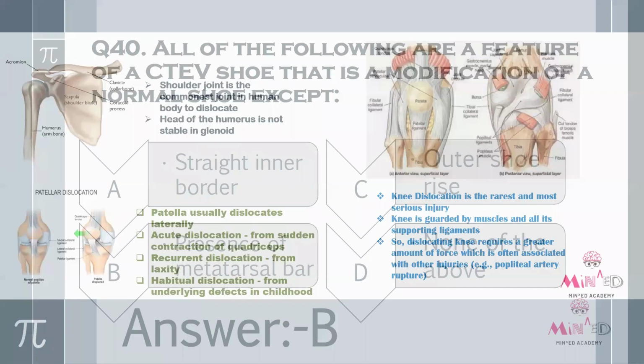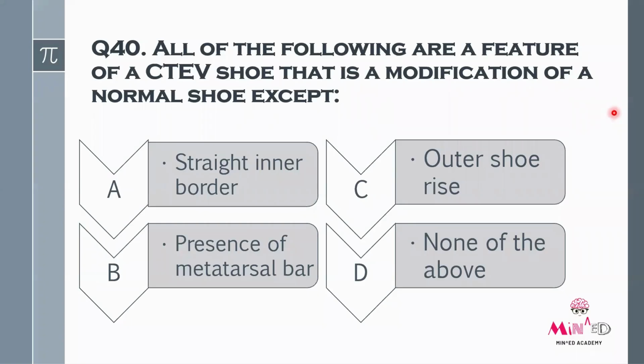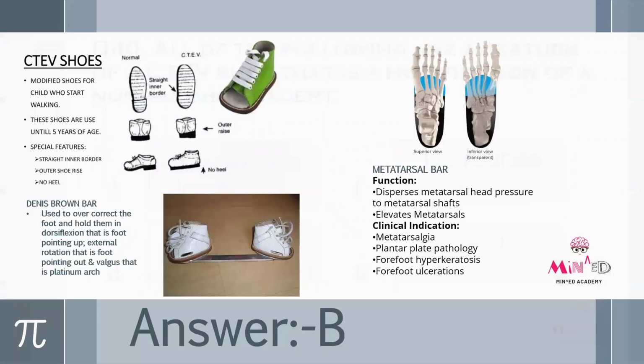Next, we'll move to the last question of the day. That is question number 40. All of the following are a feature of a CTEV shoe, that is a modification of a normal shoe, except: option A, straight inner border, option B, presence of metatarsal bar, option C, outer shoe raise, and option D, none of the above. So first we'll see what is a CTEV shoe.